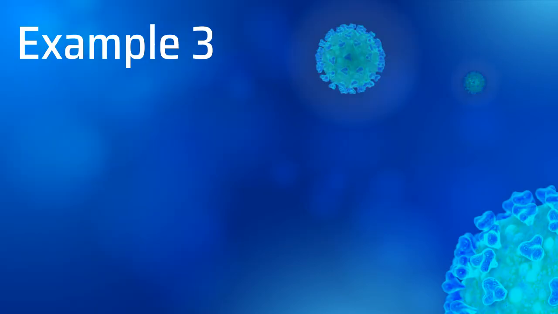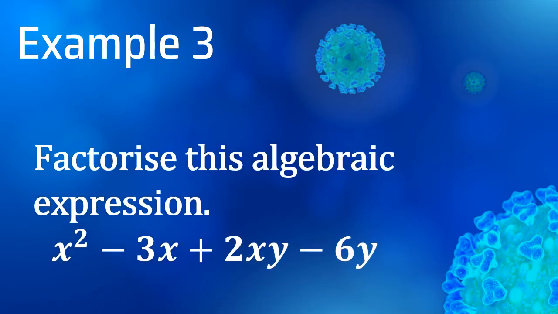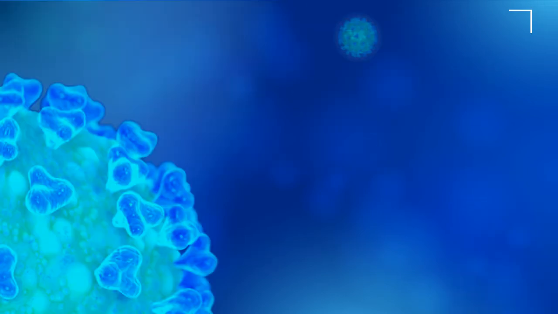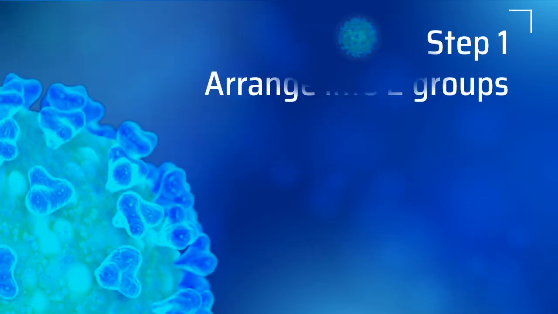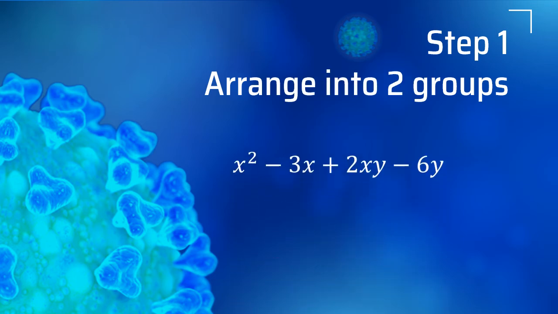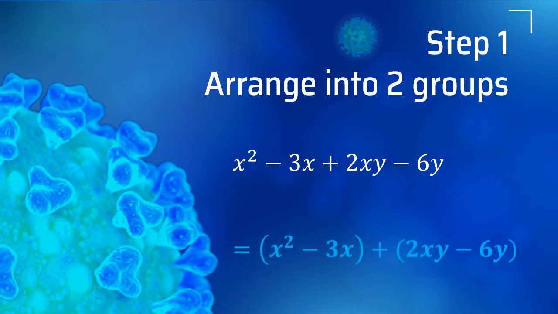Done. And this is example 3. Okay, this is not a more complicated question, but I just give another example. Still have step 1, arrange into 2 groups. So x squared minus 3x, I put it into the first group. 2xy minus 6y, I put it in the second group, like this.